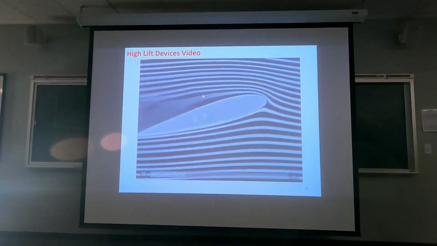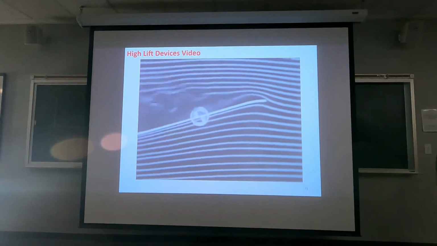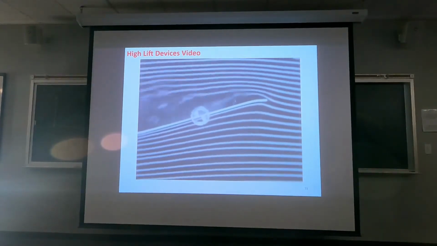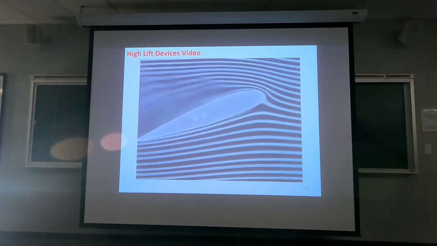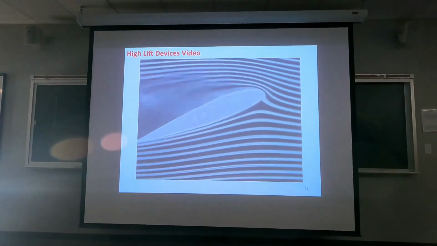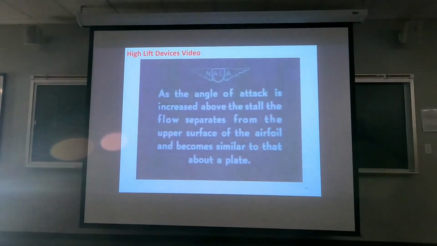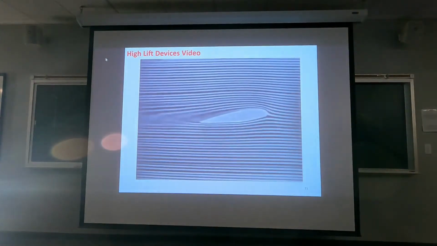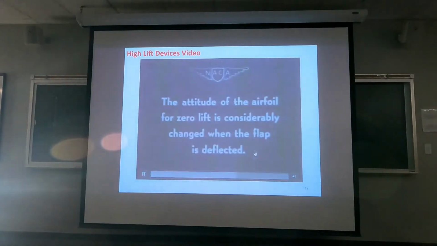You see the separation here? That started at a very low angle of attack and gradually moved towards the leading edge, right? The separation here was more sudden on a flat plate. I guess this is a very long video. I guess we can move. Let's actually see this part.